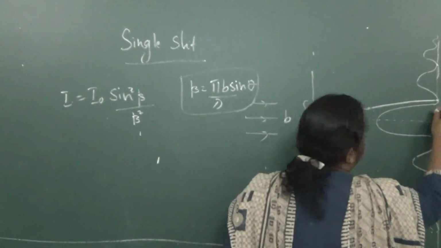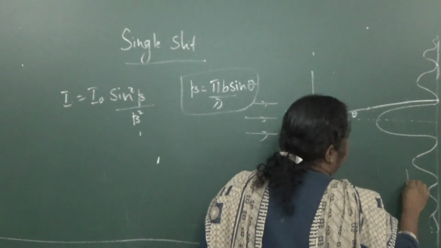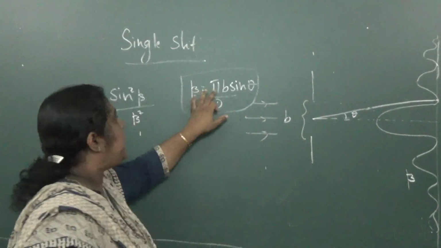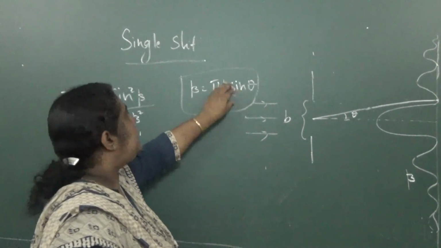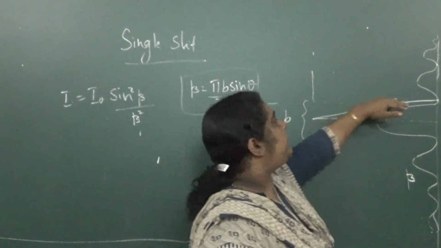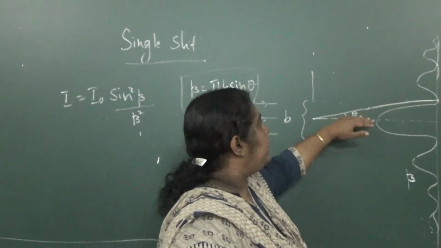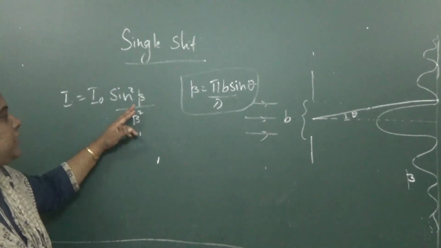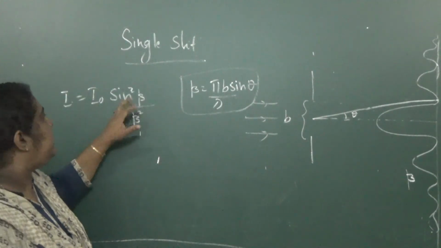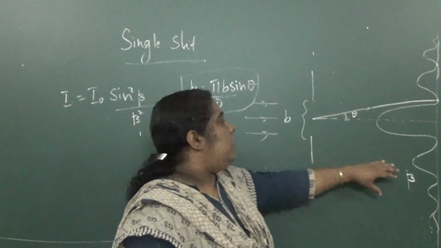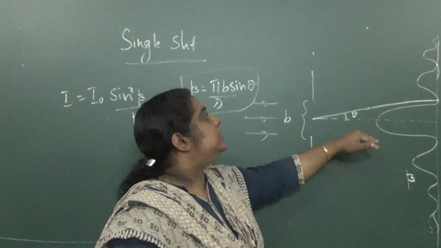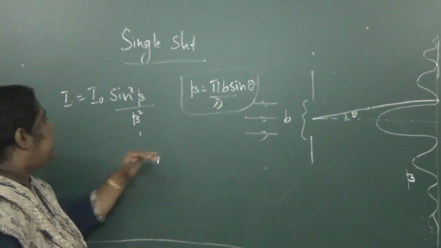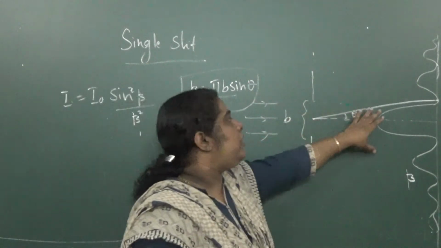The diffracted angle corresponding to the secondary minima I have taken as theta. On this axis it is actually a function of beta, where beta is equal to pi b sin theta by lambda. It is actually a function of theta, so at different theta you will have different beta, and our intensity is also a function of beta. So we have to find out at what beta, or at what angle, we get the secondary maxima and minima.